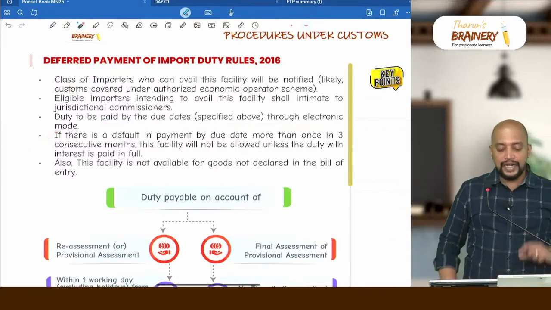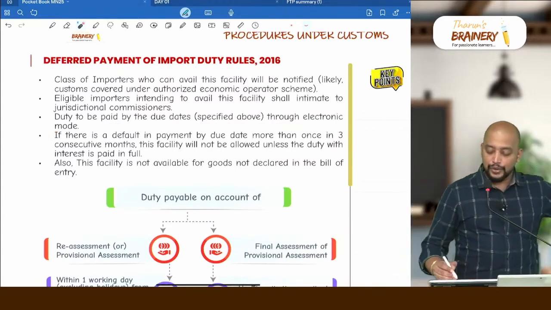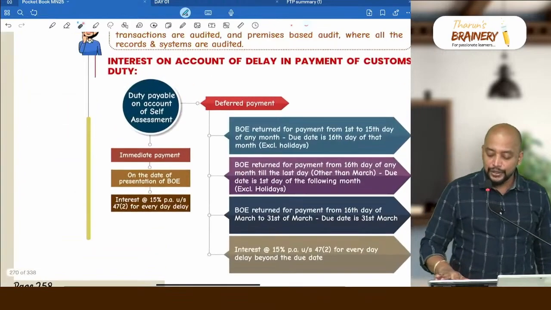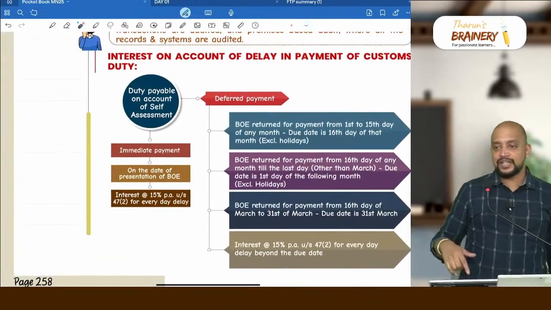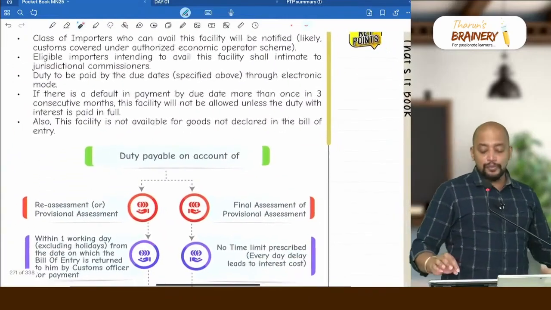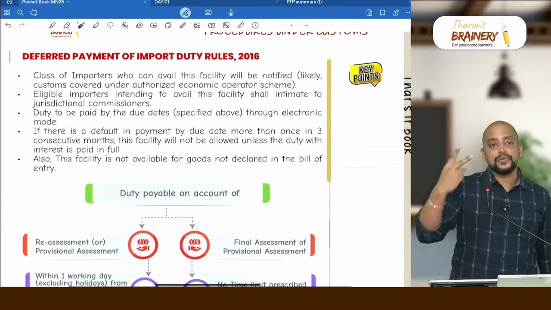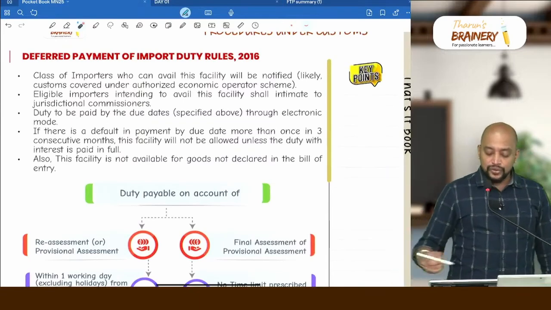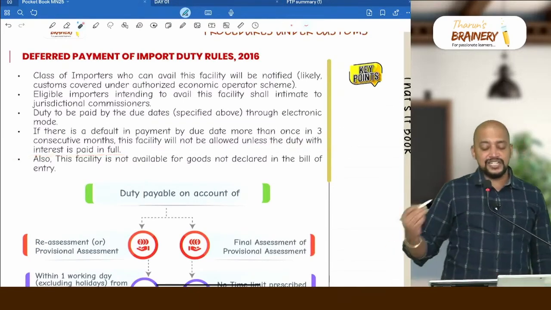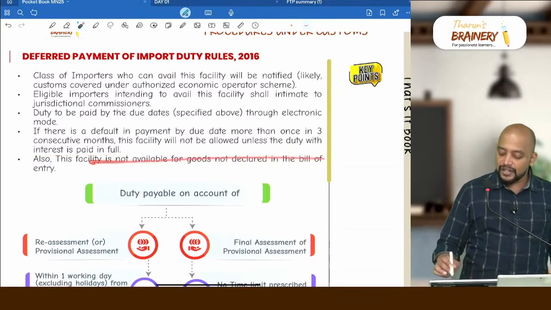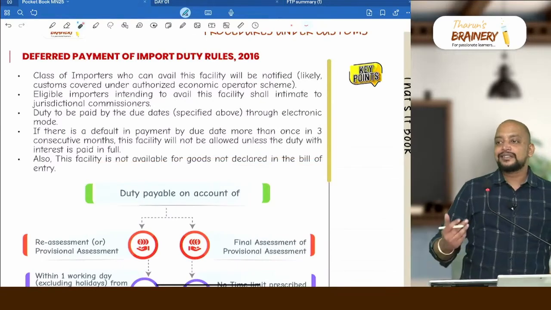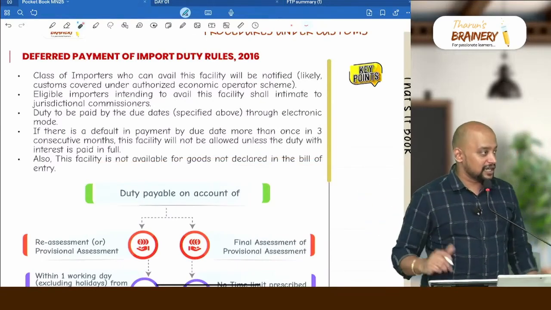And this is an important point: if there is any default in payment by the due date more than once in 3 consecutive months, means in 3 consecutive months how many due dates are there total? 6 due dates will be there, because monthly twice, which means in 3 months there are 6 due dates. If you miss more than once, means twice, in 3 consecutive months, this facility will not be allowed unless the duty with interest is paid in full. Also this facility is not available for goods not declared in bill of entry, that is for smuggled goods and all. Don't go and tell, sir I want deferred payment of duty, they will not give, okay.